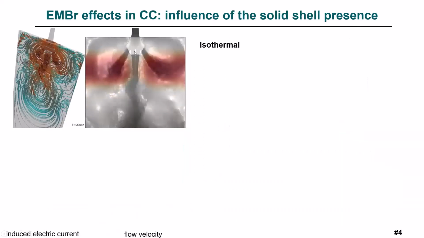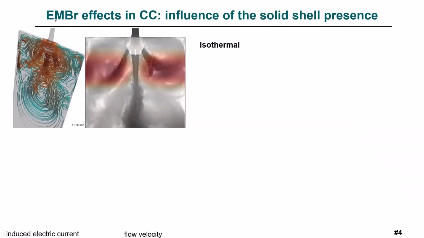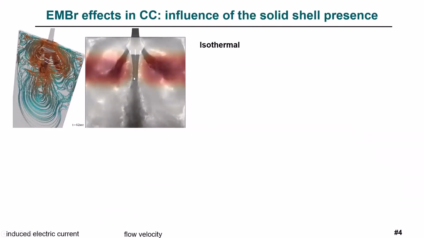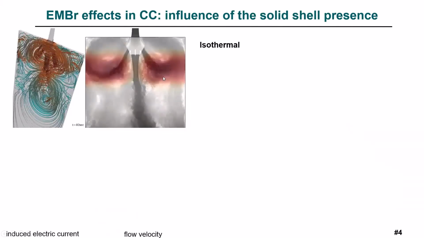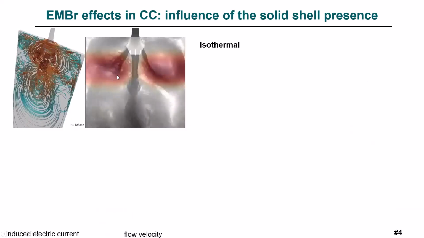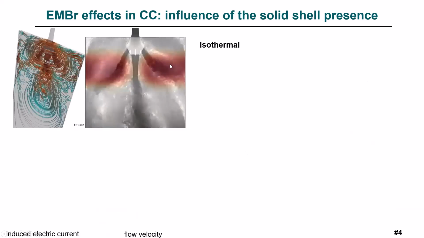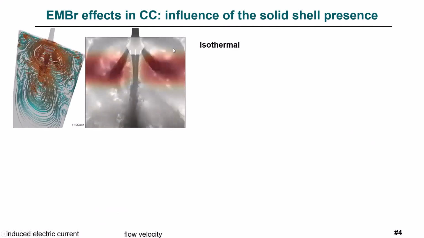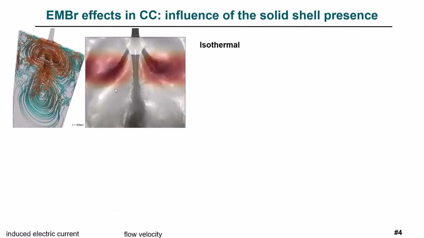It can be controlled by so-called electromagnetic braking. Here in reddish colors, you see the area of application of the transversal magnetic field. There are special devices which produce the magnetic field, which is normal to the mid-plane of the domain, which I show.